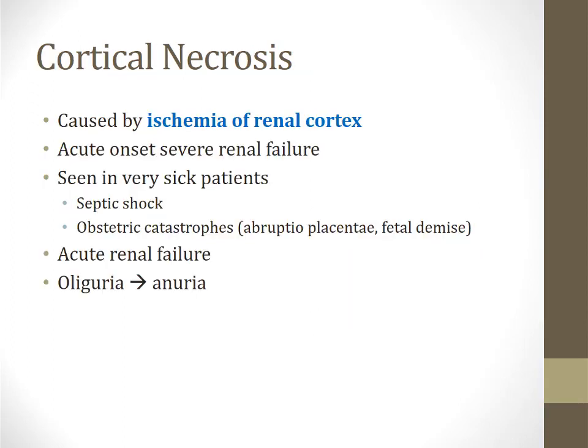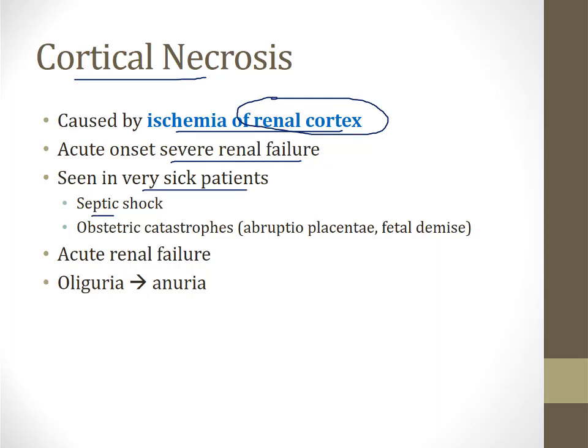I'll finish with this slide and discuss cortical necrosis. This is caused by ischemia of the renal cortex, and it presents as the acute onset of severe renal failure. Remember, in the renal cortex is where you find the glomeruli, so if they are damaged, you will not filter any blood and you will not make any urine, and that will lead to severe renal failure. This is only seen among very sick patients. It can be seen in patients with septic shock.